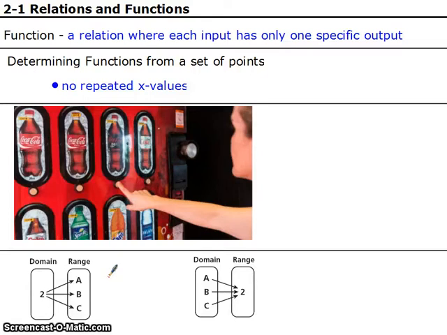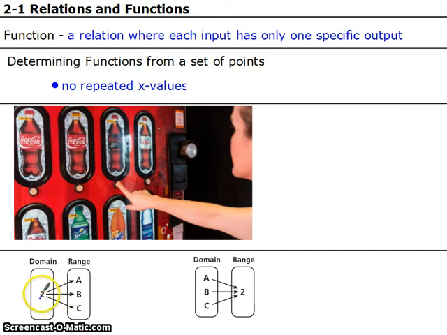So let's take this back into a math realm. Let's look at these mappings. Now this one on the left is like the one we had on the first page. Each input has only one specific output. So if I go up to the Coke machine and I click 2, do I know exactly what I'm going to get?